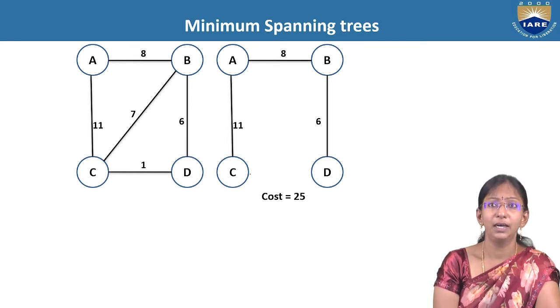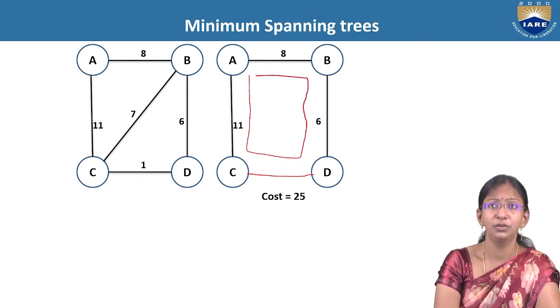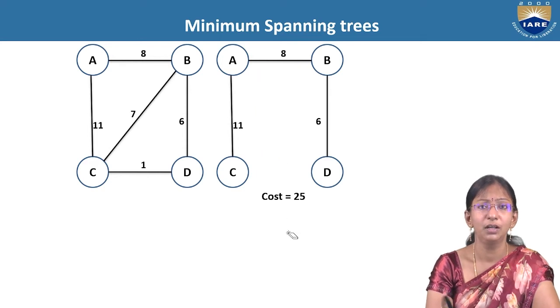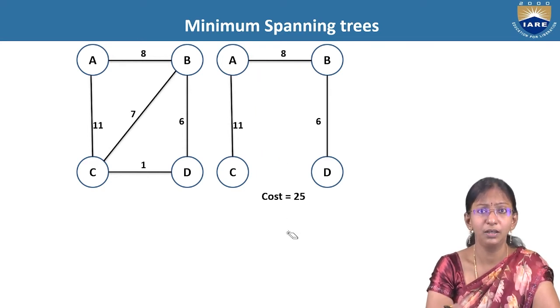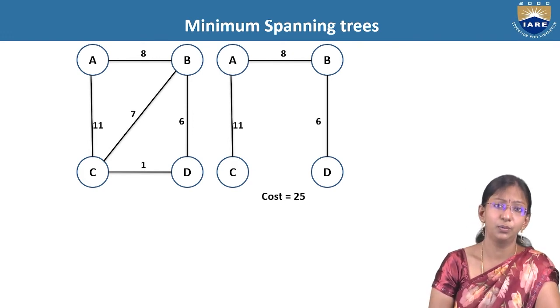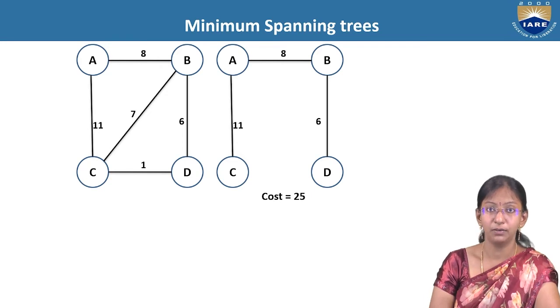What if I add CD, this edge? So if I start from A, C, D, B and again to A, a cycle is formed or not? So even adding one edge to a spanning tree, it will make it a cyclic one, and then it will no longer be a spanning tree.